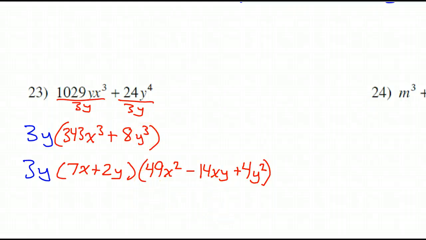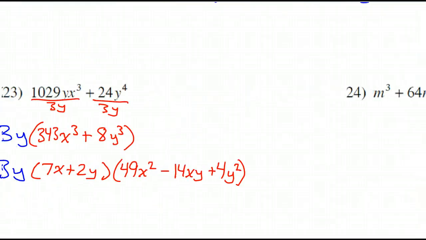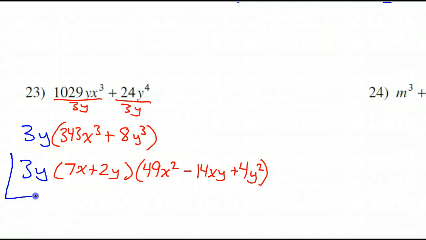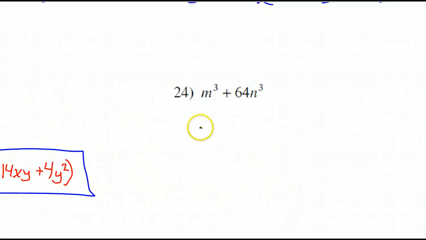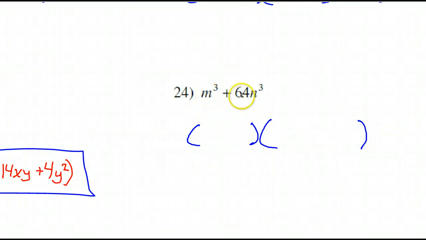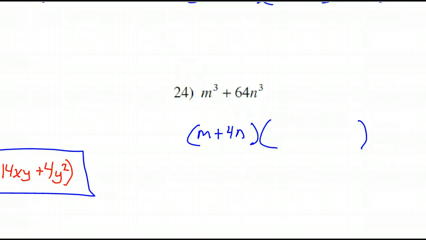All right, last one. Number 24. There are no common factors, so we can go straight to it. Let me just make sure. Yeah. Oh, you know, I wanted to put a box around that. Okay, so last one. We can go straight to our binomial and trinomial. Root, root, root. M plus 4n, right? 64 comes from 4 to the third power. So that's where the 4 is coming from.